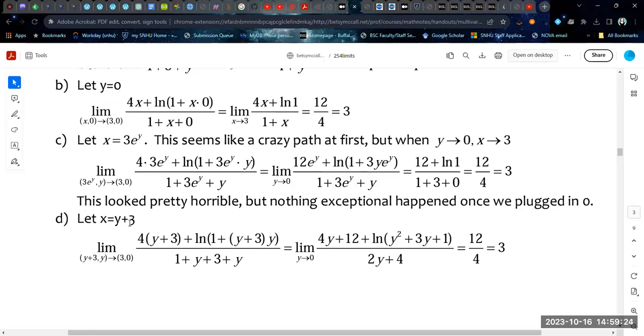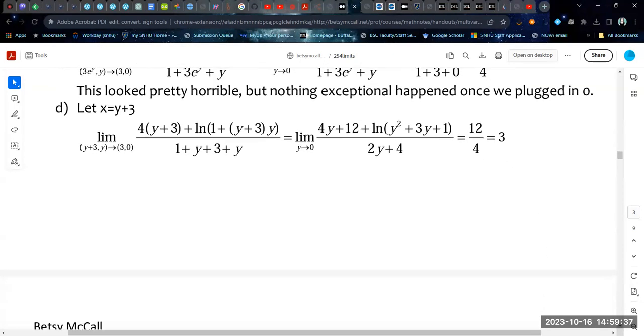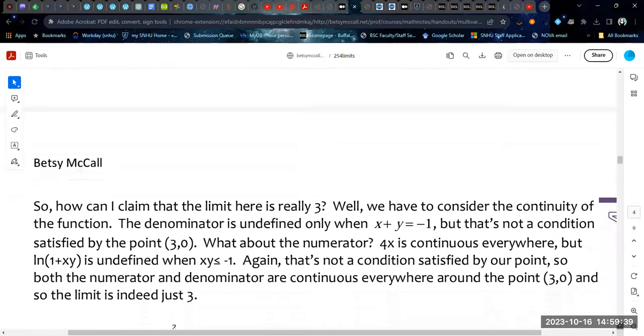That is a straight line path, not to the origin, but to this particular point in the plane. What happens if I plug that in? I also get 3. This is a good sign that, in fact, the limit is actually 3.